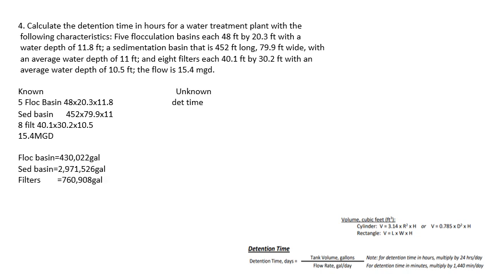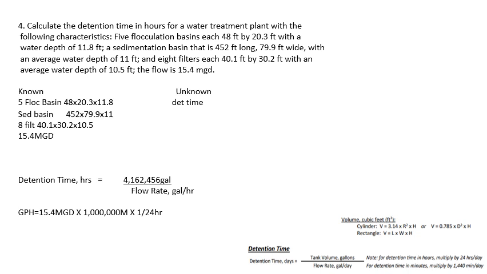You get your total volume in gallons: your flock basin of 430,022 gallons, sedimentation basin of 2,971,526 gallons, and your filters 760,908 gallons. To get your total volume for your detention time, you add all 3 of those together. You get a total volume of 4,162,456 gallons.